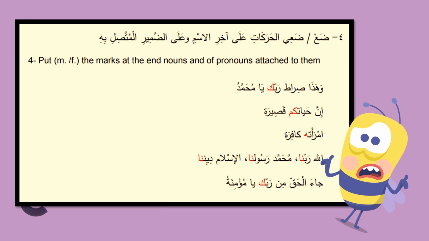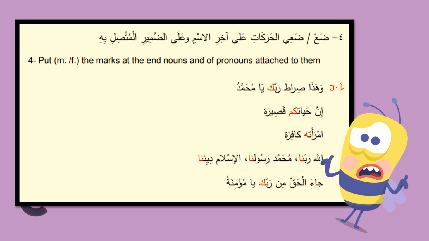In this question, let's do da'i al-harakat. Put the harakat ala akhiri al-ism, which means on the last letter of the noun, wa ala damir al-muttasil bihi. So any damir attached with the noun, you need to put the harakat. So first of all, let's see wa hadha sirat. First decide what kind of jumla it is. It's jumla ismiya. وَهَذَا صِرَاطٌ.